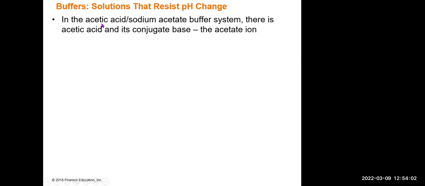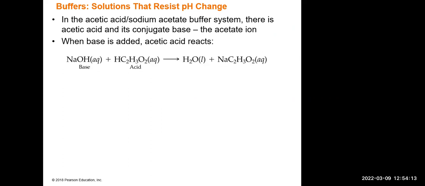Let's say in this example, the acetic acid, sodium acetate buffer, there is the acid, which is the acetic acid, and there's the base, which is the acetate ion. When base is added, the acetic acid will react. Again, we have a buffer. That means we have the acid and the base. If you add some acid or some base, what the buffer does is try to neutralize what's added, so it minimizes the pH change.